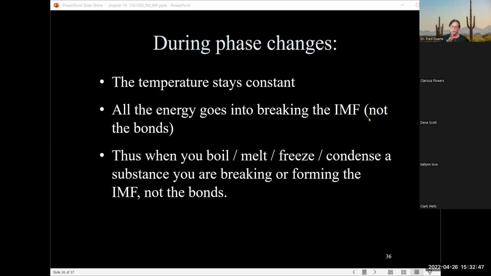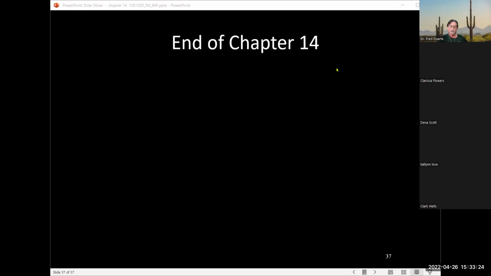All right, so the takeaway from here is during these phase changes, the temperatures remain constant, and all the energy that is being put into the system is being utilized to break up the IMF, okay? Now, the important thing is you're not breaking bonds. When you heat water, you're not breaking the bond of H2O, the hydrogen-oxygen bond. You're not. You're breaking IMF interactions. To break the bonds, it takes a heck of a lot more energy than just heating it. All right. That, ladies and gentlemen, is the end of chapter 14.